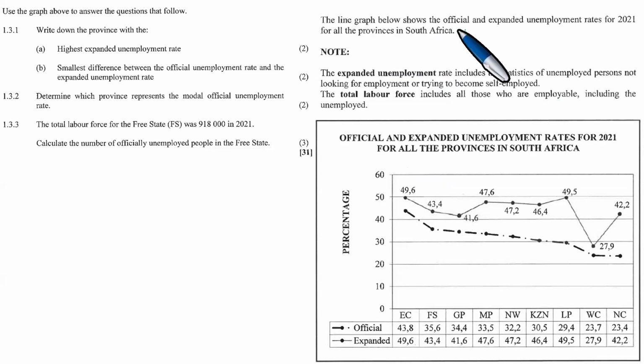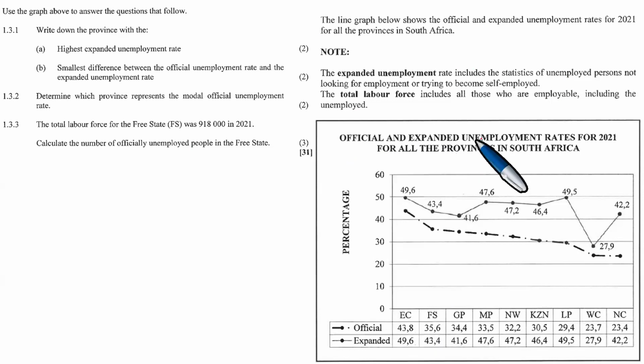The line graph below shows the official and expanded unemployment rates for 2021 for all the provinces in South Africa. Now let us read together and understand. Note: the expanded unemployment rate includes the statistics of unemployed persons not looking for employment or trying to become self-employed. The total labor force includes all those who are employable, including the unemployed. Now if you look at the percentages, you're able to see that there are the official and the expanded rates.